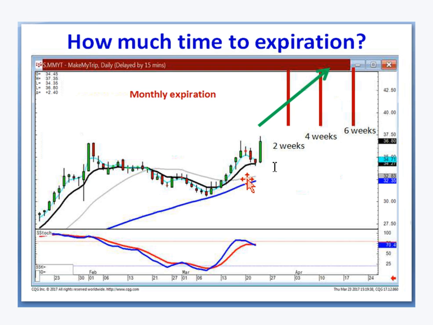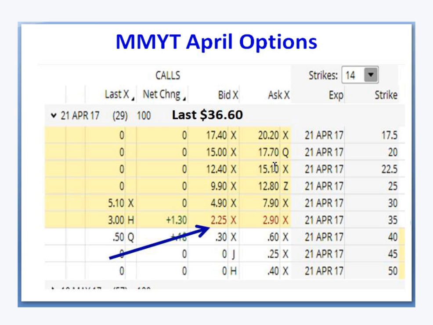Well, that all depends on how far away we are from the expiration. Are we 2 weeks away, 4 weeks away, 6 weeks away from the one we're buying? So that comes into play also. And everybody asks, well, what strike price do you buy? Well, today I think MMYT closed at 36.60. Maybe not. I was looking at it.